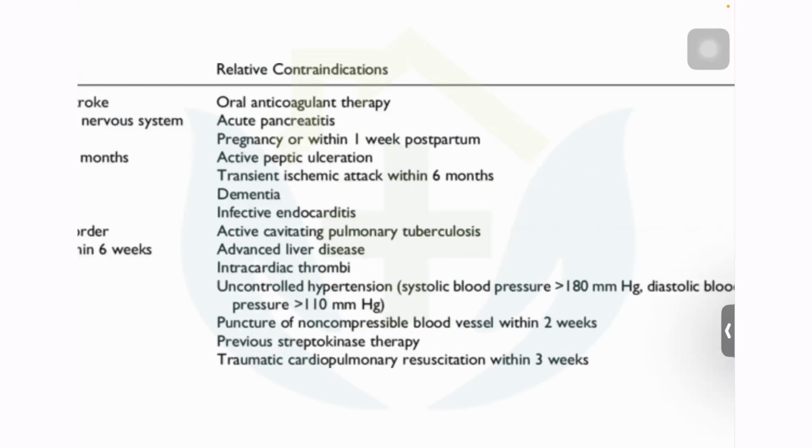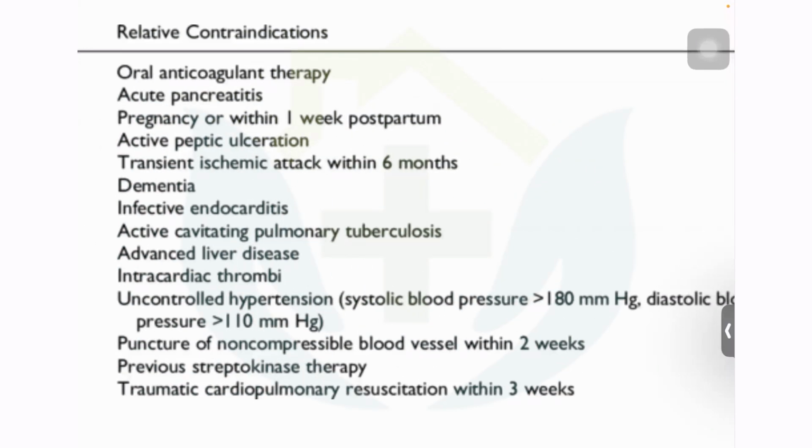However, relative contraindications are acute pericarditis, oral anticoagulation therapy, patients of atrial fibrillation on apixaban, rivaroxaban, dabigatran. These patients are relative contraindications. Pregnancy is a relative contraindication. So do not make a mistake in the exam. A true and false question on pregnancy was there. So pregnancy is a relative contraindication.